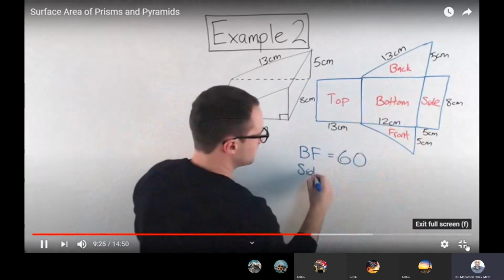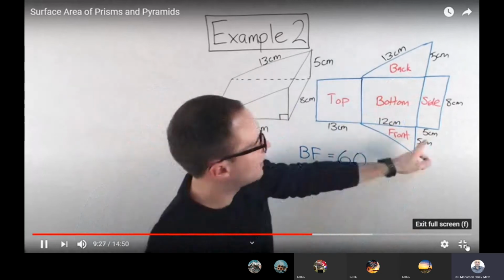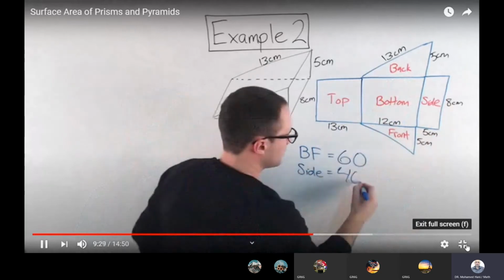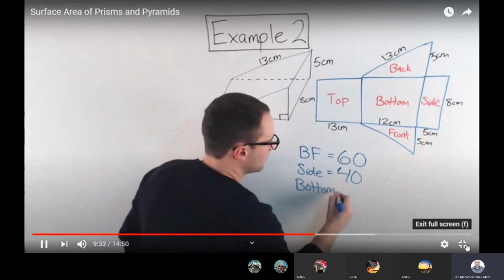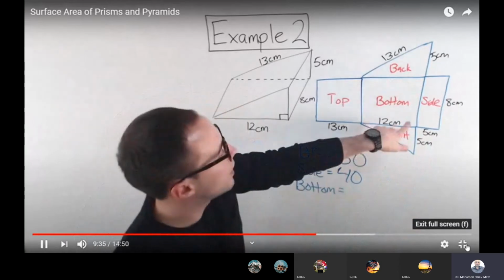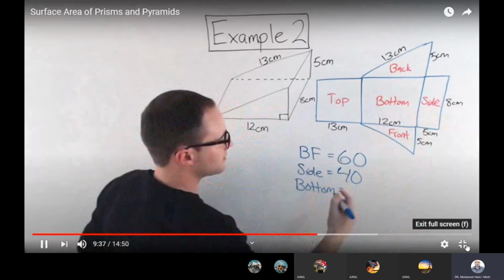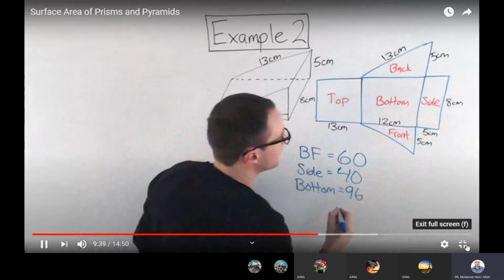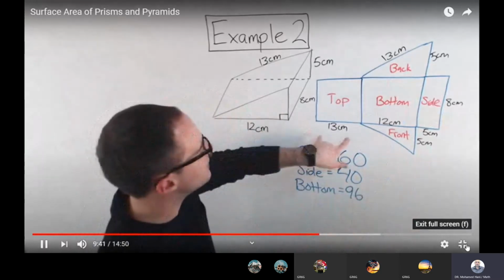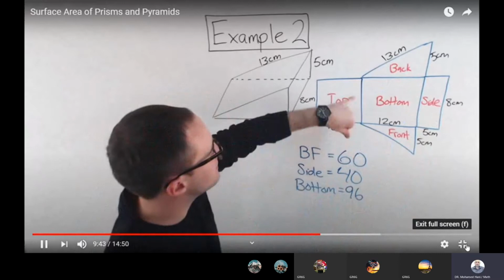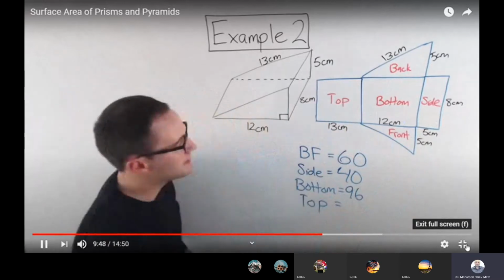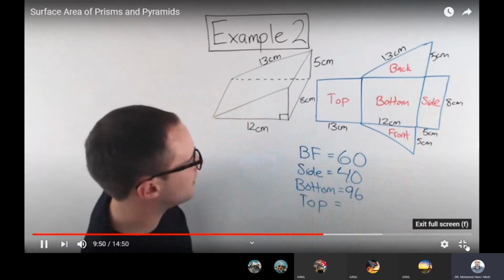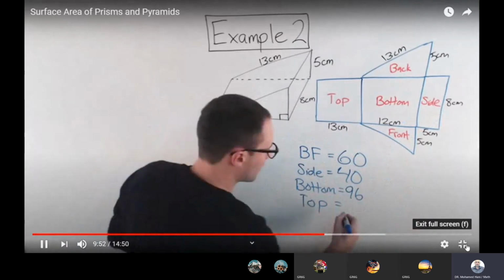Let's go with the side. 5 times 8 is 40. That's simple. The bottom's going to be 12 times 8. That's what, 96. And finally, the top is going to be 13 times 8. Let's see, top. 13 times 8. What's that going to be? 80, 104.